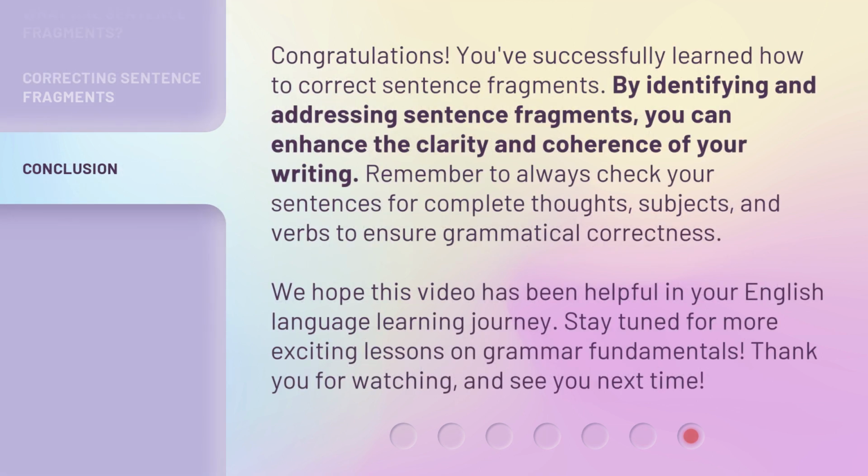Congratulations! You've successfully learned how to correct sentence fragments. By identifying and addressing sentence fragments, you can enhance the clarity and coherence of your writing. Remember to always check your sentences for complete thoughts, subjects, and verbs to ensure grammatical correctness.